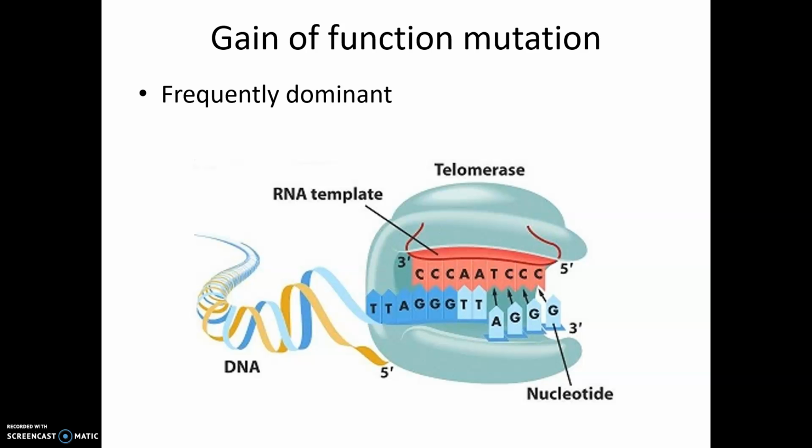You can have a gain of function. These tend to be dominant. Now we're talking about turning on an enzyme or protein or something when or where it shouldn't be, or it takes on a different function. So you're expressing something when you shouldn't express it, where you shouldn't express it, or it has a different function.